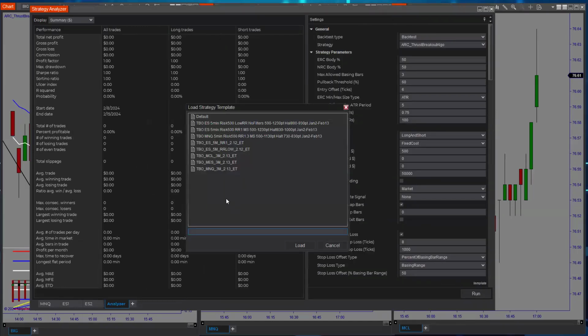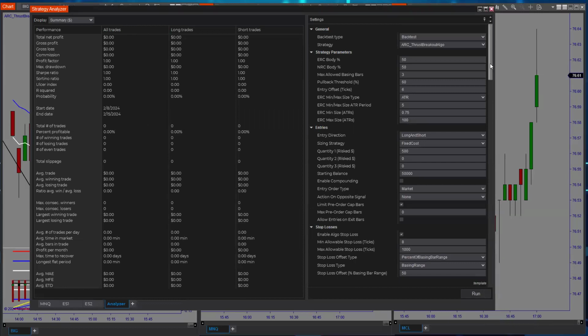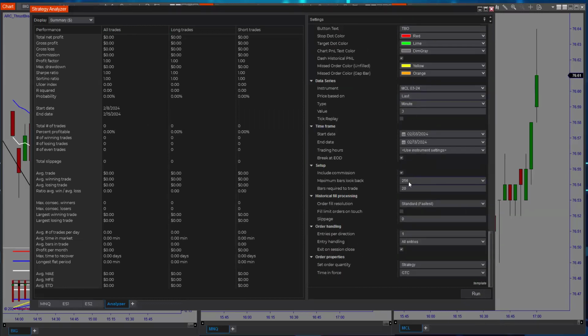Yeah, good. Cool. So let me load this one. We'll start with ES since a lot of traders are probably trading that. And I'm going to run this and I will be right back.